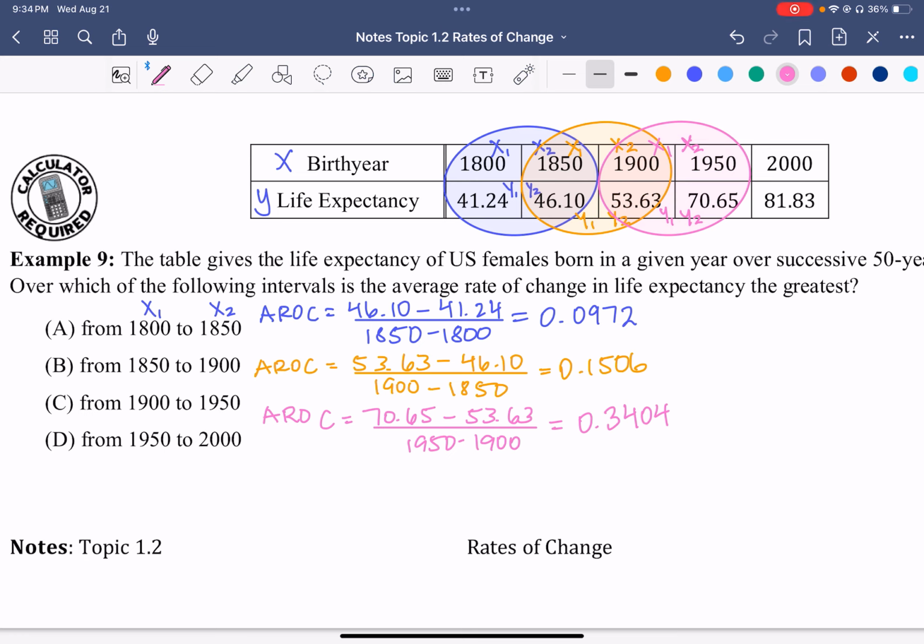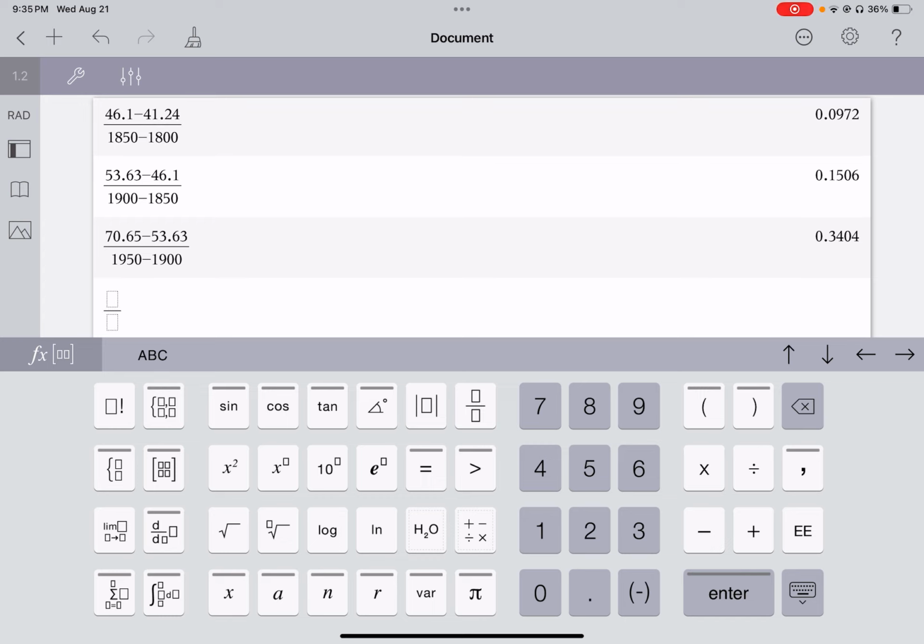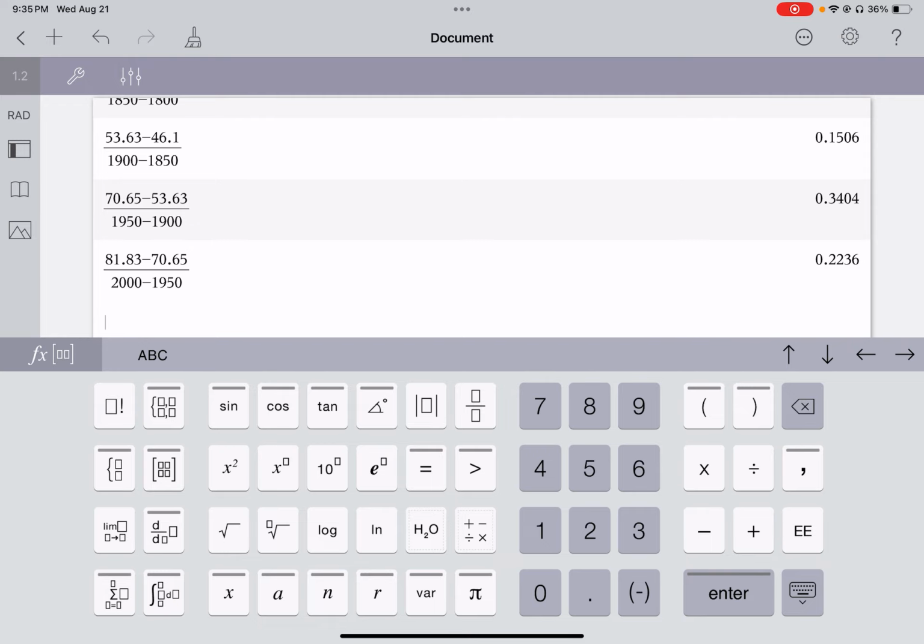Okay, and one last time, we're going to do 1950 to 2000. The average rate of change will be 81.83 minus 70.65 all over 2000 minus 1950. Put it into the calculator: 81.83 minus 70.65 divided by 2000 minus 1950, and you get 0.2236.